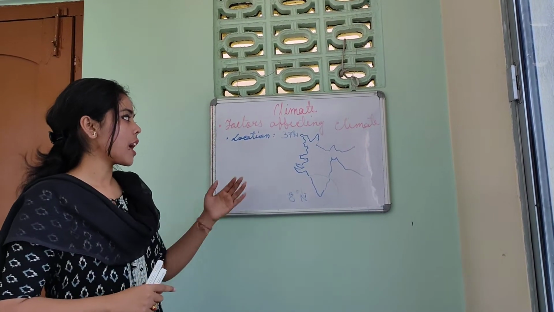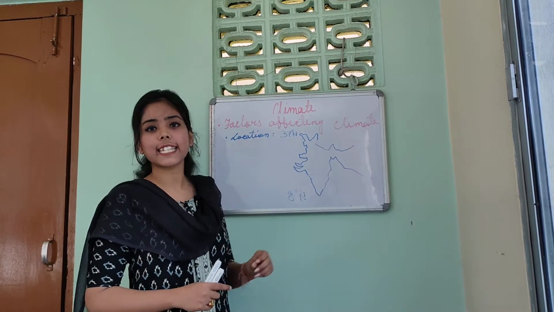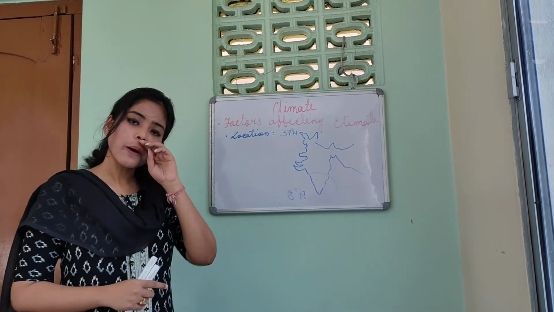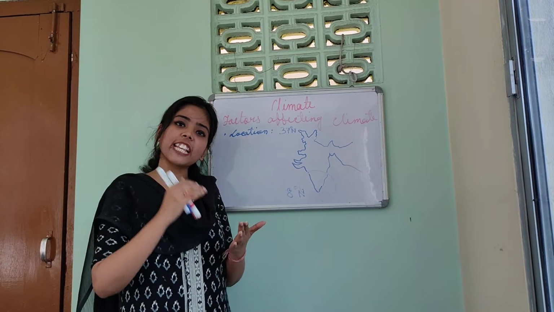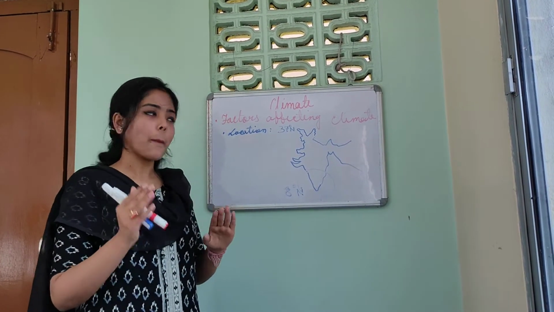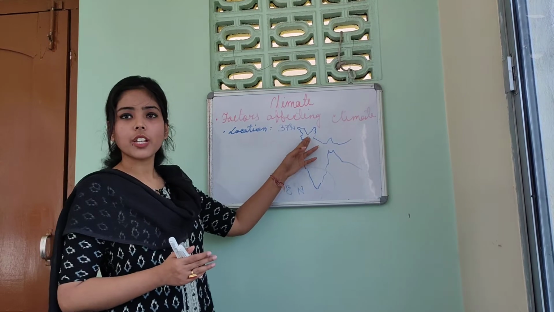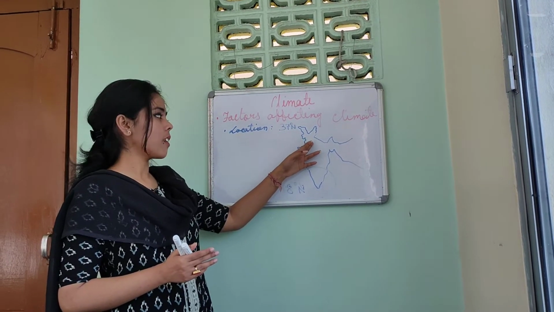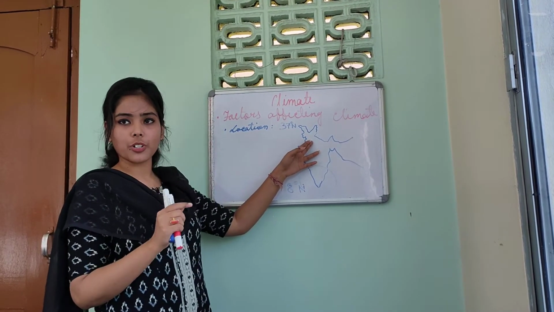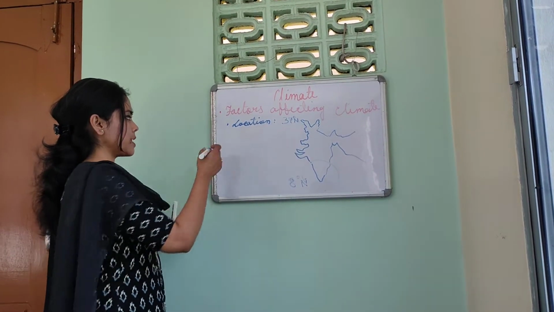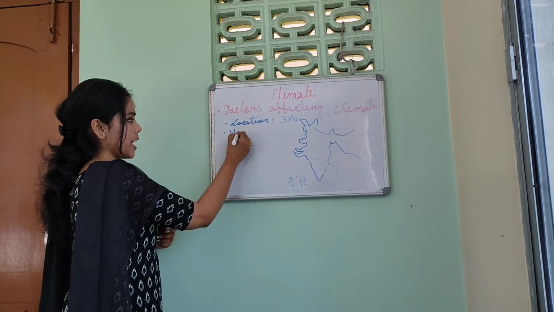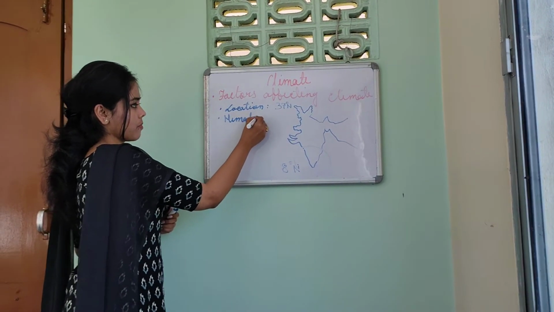Not only this, if you go to the hill stations also, in summertime you can see the temperature is very less compared to the region which is present in the middle of our country. So location plays an important role over there. Number 2 is Himalayan mountain.